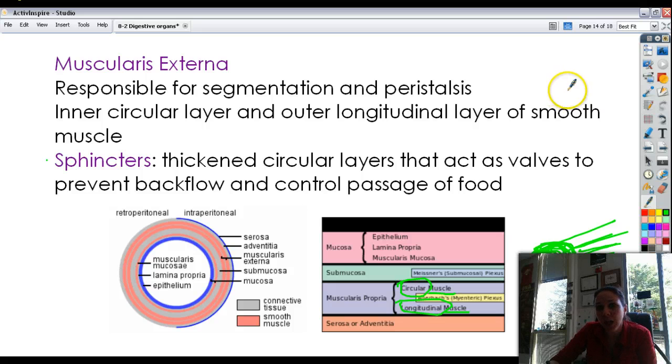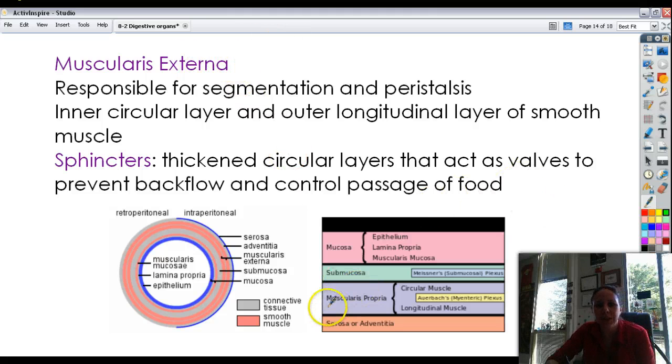A sphincter says what? Sphincters are just circular muscles that act as valves to prevent food from going backwards, and also help food go along in the right direction. Okay, so that's the Muscularis propria or Muscularis externa.